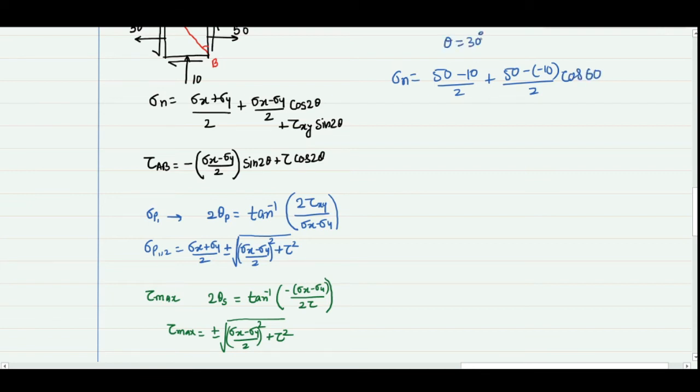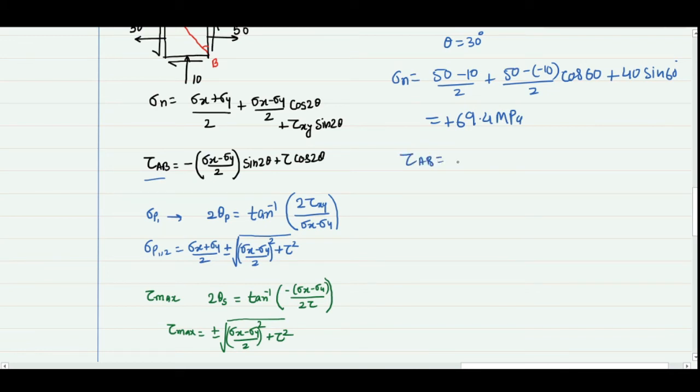Theta is 30 degrees, so 2 theta will be 60 degrees, and plus 40 sin 60 degrees. When you solve this equation, you will get a value of 69.4 amperes, which is of positive magnitude. Similarly, when you put all the values together in the shear stress formula, you will get your shear stress.